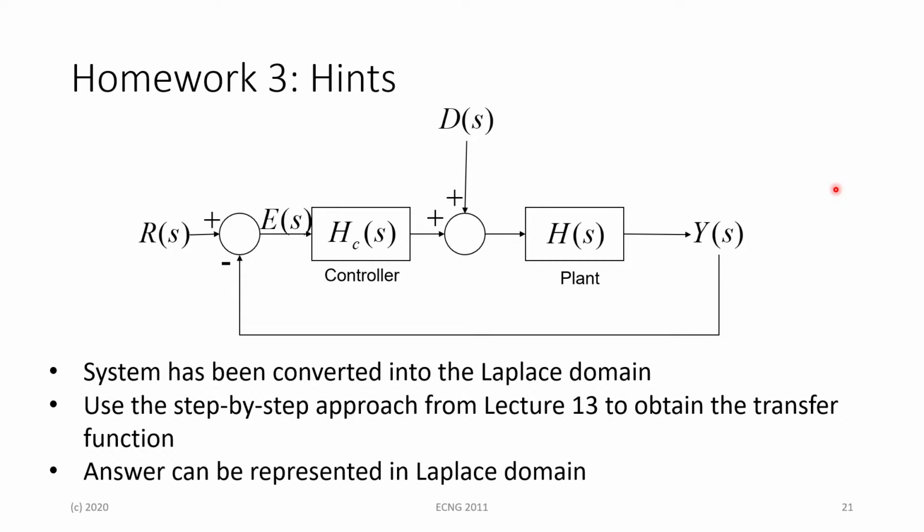So I did give you a little bit of hints here, and well, you could have just transferred the entire t domain block diagram into the s domain. And like I said, just use the step-by-step approach from lecture 13, which we did for deriving the negative feedback system equation, in order to obtain the transfer function for this homework problem here. And you can either represent the answer in the Laplace domain or in the time domain, either way is fine.